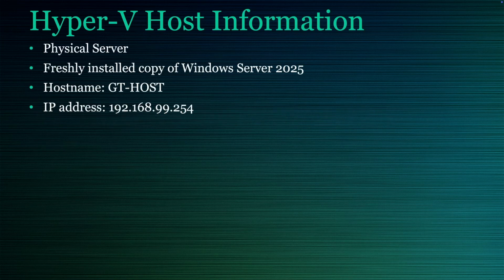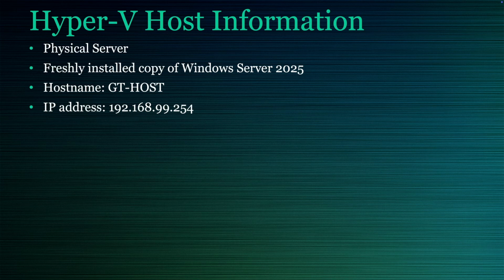So in this lesson, I actually already have Hyper-V installed on a physical server. It's a freshly installed copy of Windows Server 2025. The host name is gt-host, and the IP address here is 192.168.99.254. So I've skipped over the actual installation of Windows Server 2025 via USB. I'm going to post some information in the description of this video in case you need to know how to create a bootable USB. That's not a requirement to follow along with this.